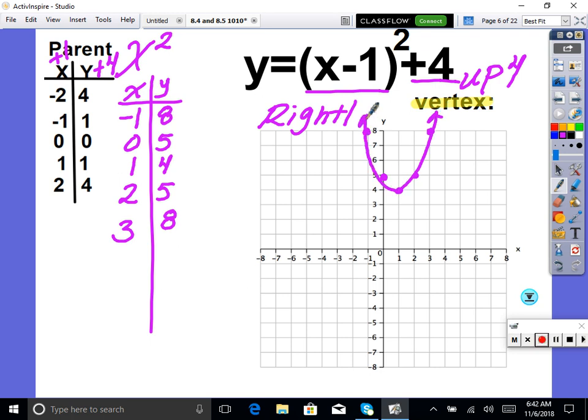So my vertex is at, right there, isn't it? Over 1 up 4, 1, 4, which makes sense. Because look, let's be able to find the vertex without even having a graph. 1, 4, which makes sense, right? If that's what the shift is, that's what our vertex would now be at, because it used to be at 0, 0.